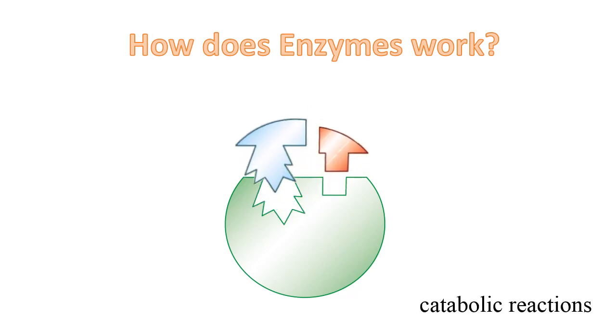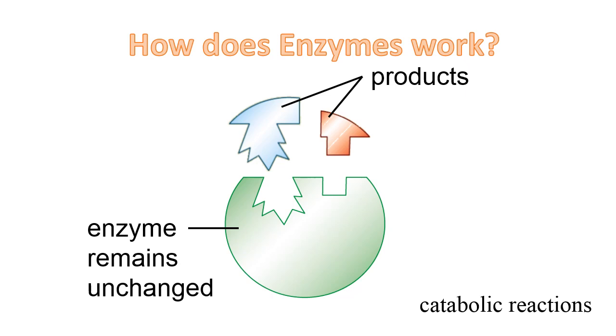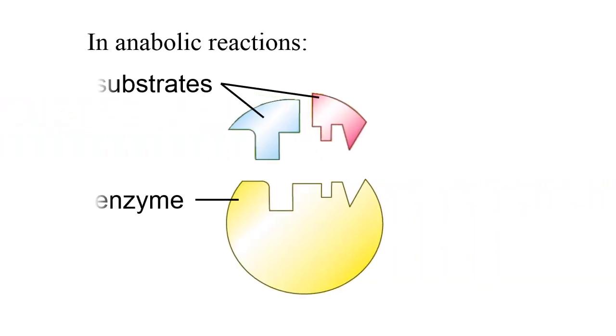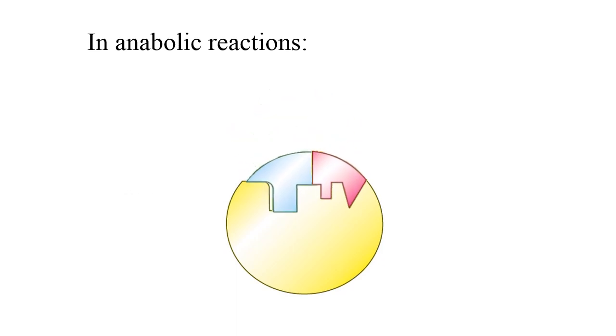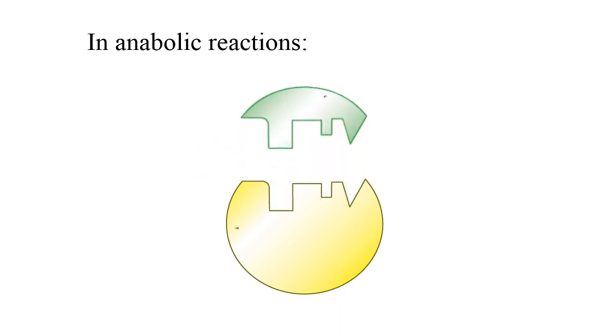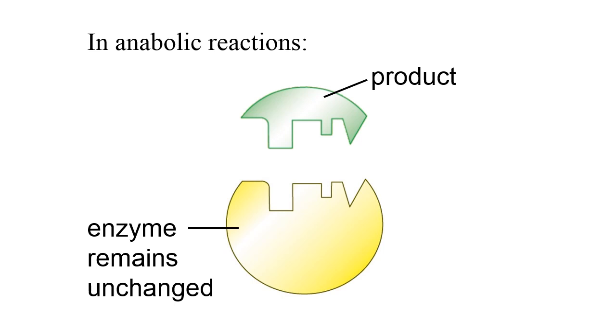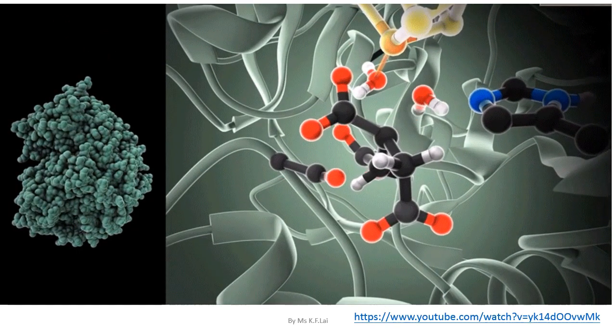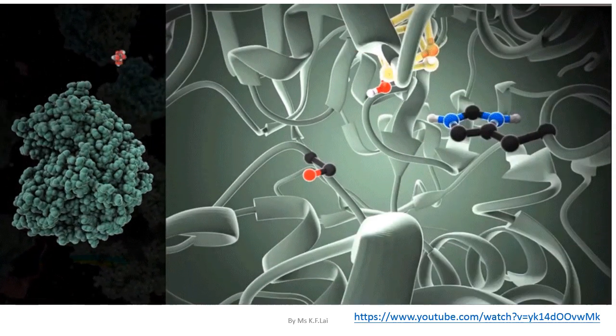In catabolic reactions, the substrates are broken down into products. The enzyme remains unchanged at the end of the reaction. In anabolic reactions, simple substrates fit into the active site of the enzyme to form the enzyme-substrate complex. Product will be formed within the active site. The enzyme remains unchanged. Let's look at an animation of how enzymes work.